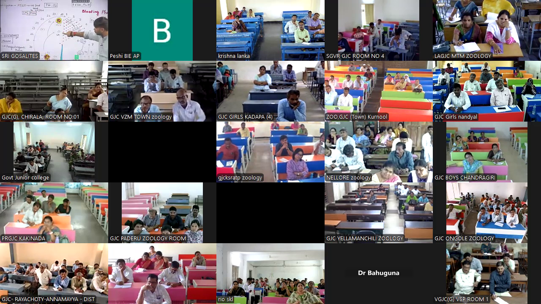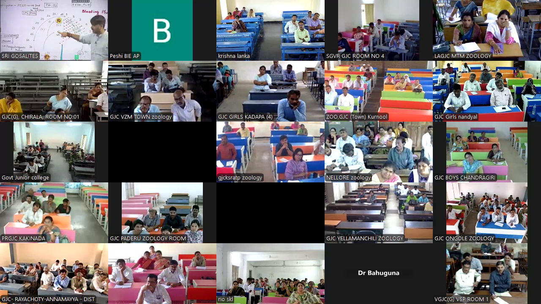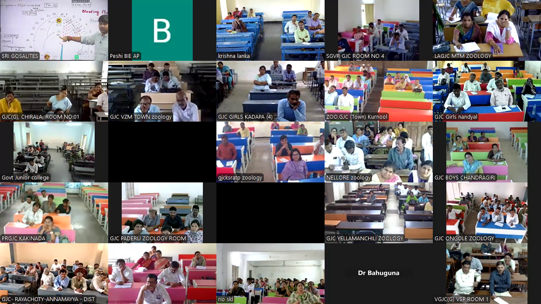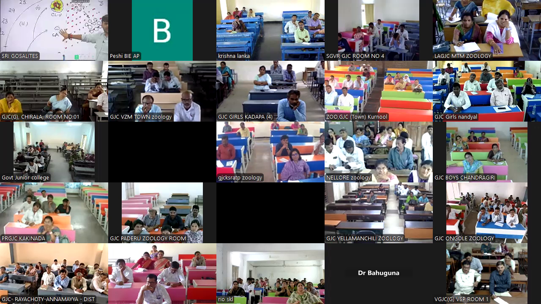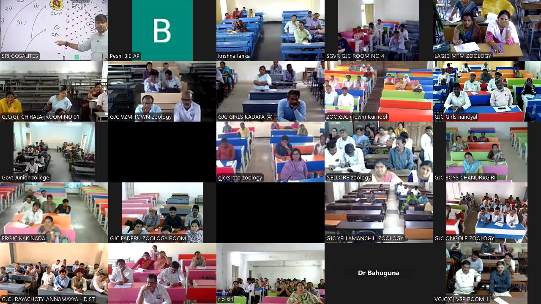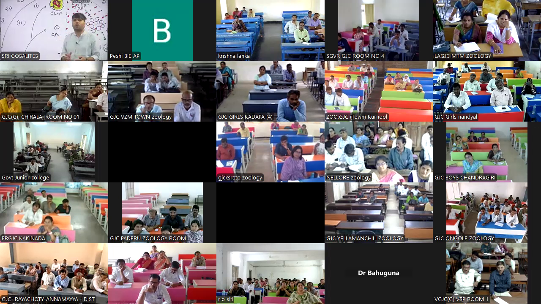Condition 2: the corpus luteum will be converted into corpus albicans. Corpus means body, albicans means white fibrous body. So the yellow secreting body is converted into a white fibrous body, and it will be dispersed into the ovarian mass.